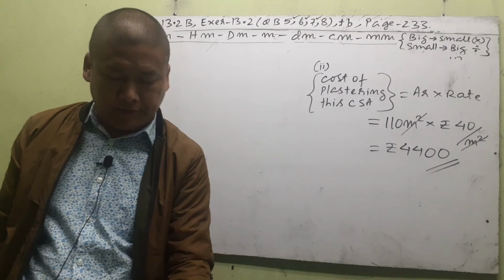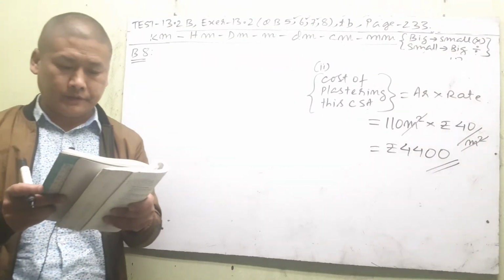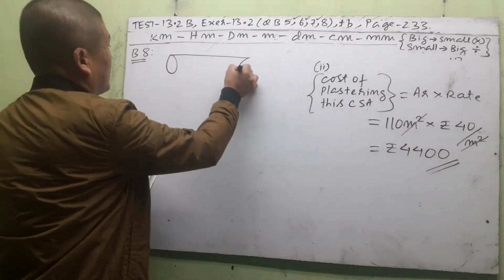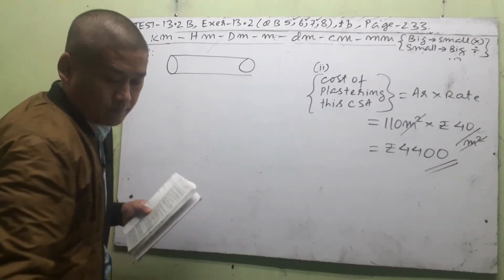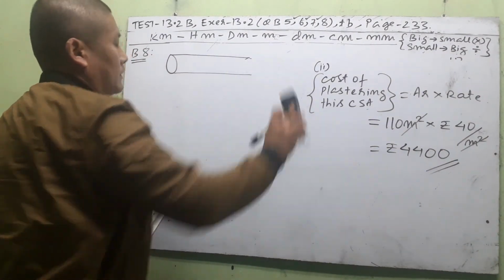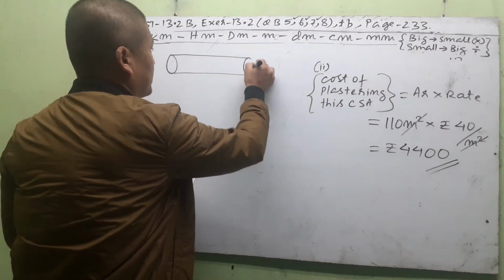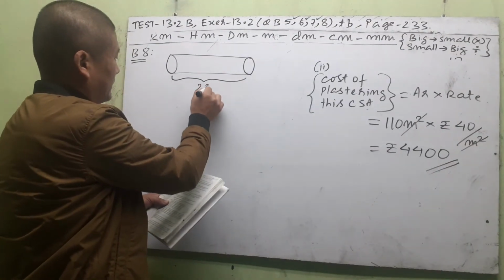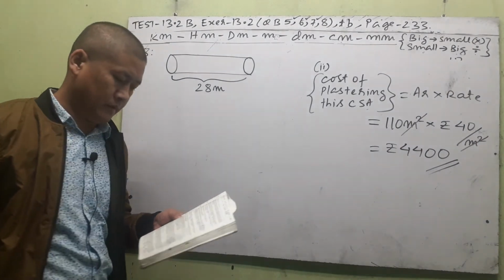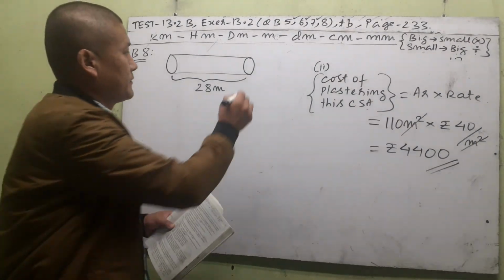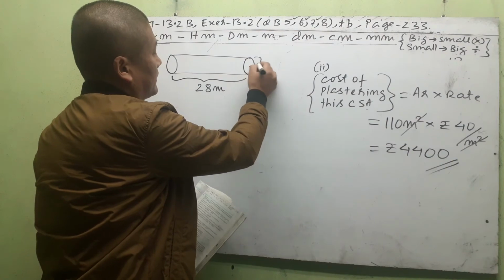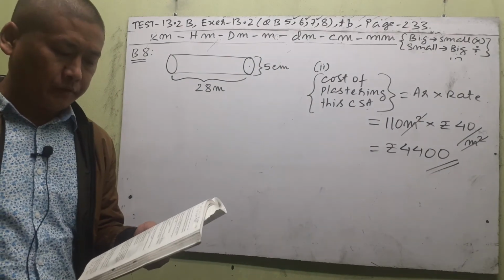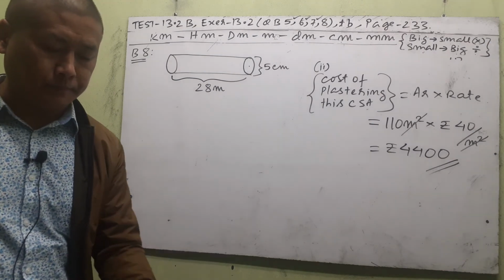In a water heating system, there is a cylindrical pipe of length 28 meters. So there's a cylindrical pipe whose length is 28 meters. Let us suppose this is the diagram. The length from here to here is 28 meters, a long pipe. The diameter is 5 centimeters, so from here to here is the diameter, 5 centimeters. Find the total radiating surface in this system.